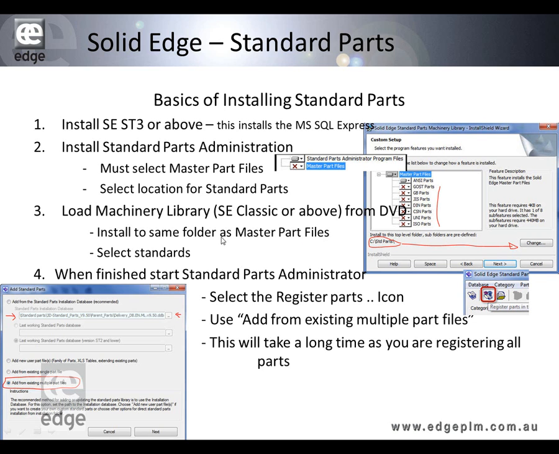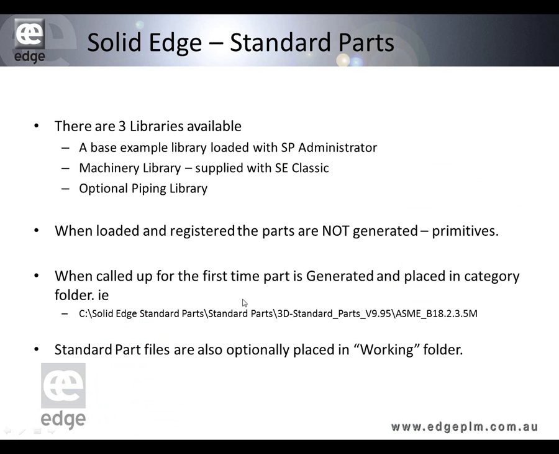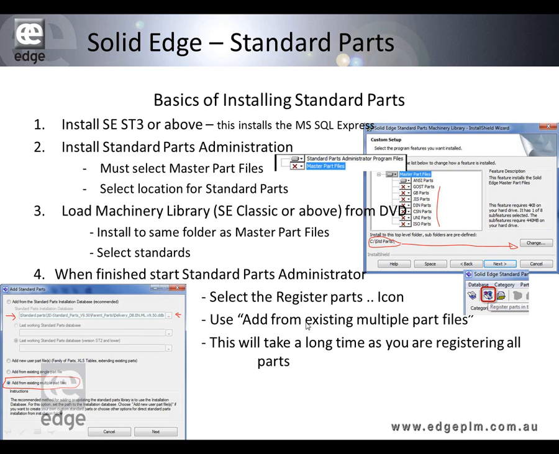Once that's loaded, we've then got to start the standard parts administrator. And remember, that was back on this slide here. Under standard parts, we click on administrator. And we need to select the register parts icon. That's the second icon along here, and we'll get a dialog box. Now, just because we've just loaded the machinery library, we'll have this entry in here. So it knows it's got a database library in there ready to go.